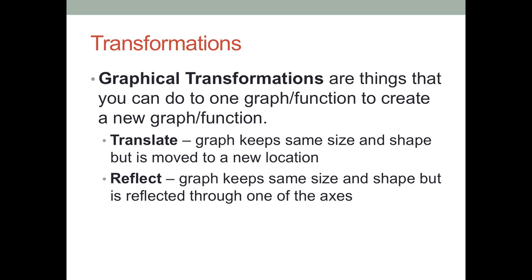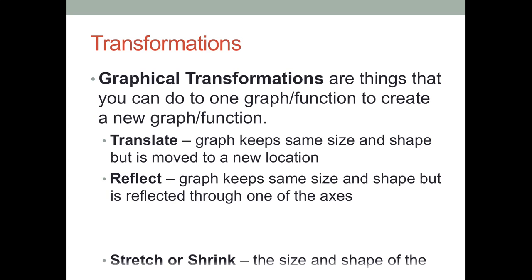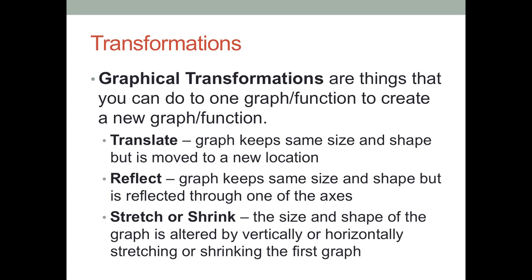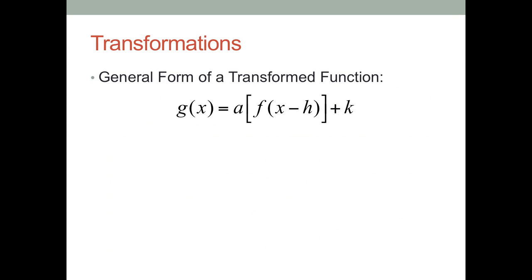Reflecting a graph also keeps the same size and the same shape, but you are reflecting it through one of the axes. So you saw that when your a value in the calculator activity became negative, then you get a reflection through the x-axis. And then you can also do a stretch or a shrink. And in this case, the size and shape of the graph does change, either by vertically or horizontally stretching or shrinking the first graph. Okay, so those are three terms you need to be familiar with: translating, reflecting, and then stretch.